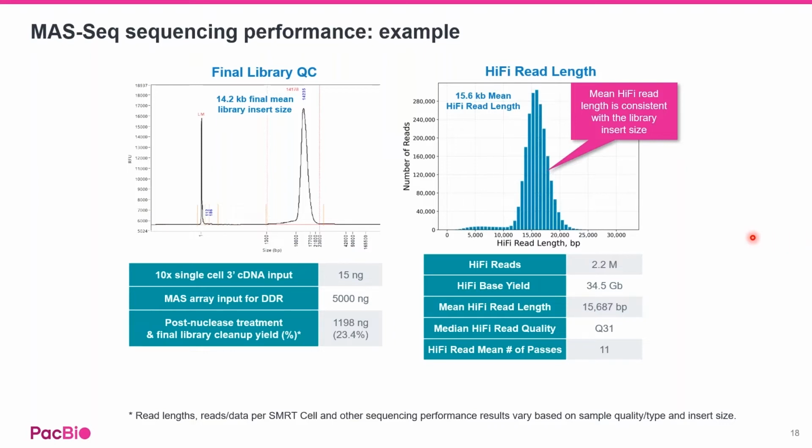The table on the right shows HiFi metrics. In this case, we got 2.2 million HiFi reads with 34.5 GB HiFi yield and a median HiFi read quality of Q31. And with that, I will hand over the presentation to Roger, who will go over the analysis.